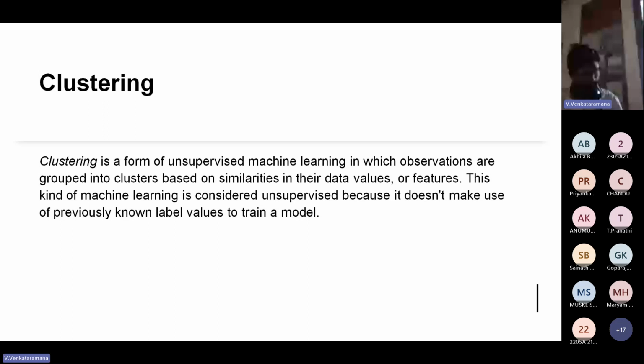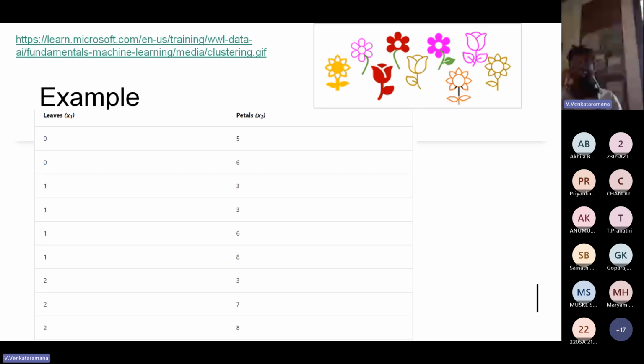So there is a small example I have shown here. Actually, there are different flowers. You can see in the top right corner there are different flowers, and I don't know the names of those flowers. Based on their similarities, what data do I have? I have the leaf information, how many leaves there are, and also the petals. These are called petals. How many petals are there? Based on that information, we are going to group the samples.